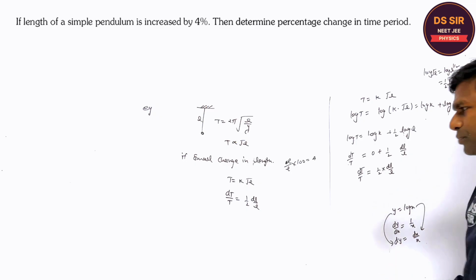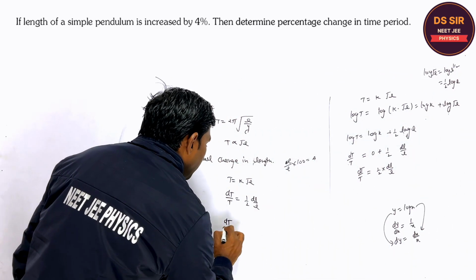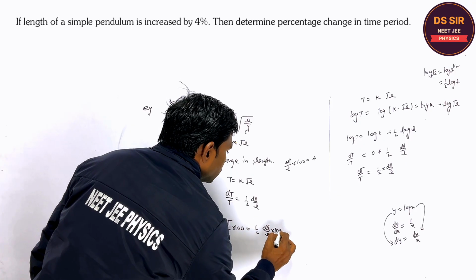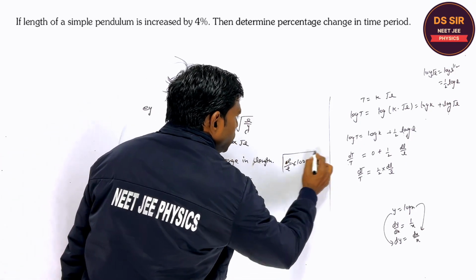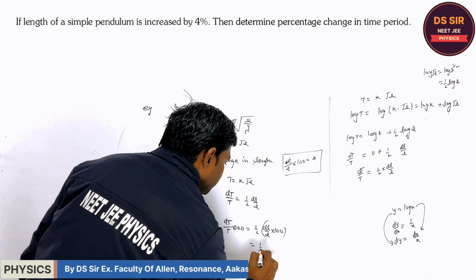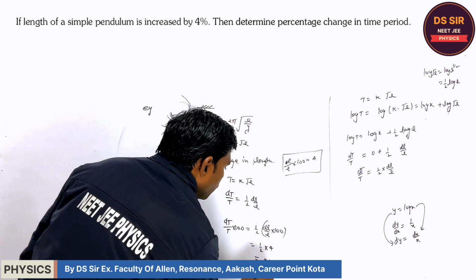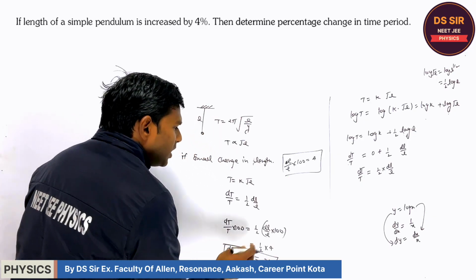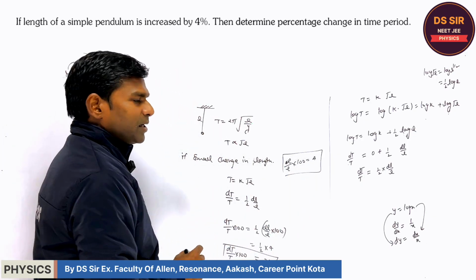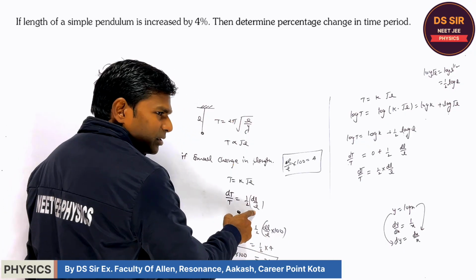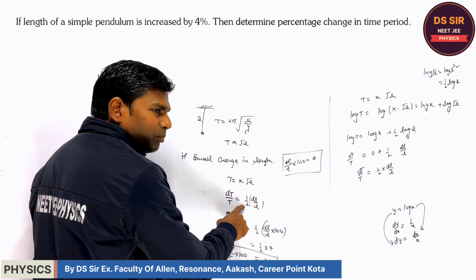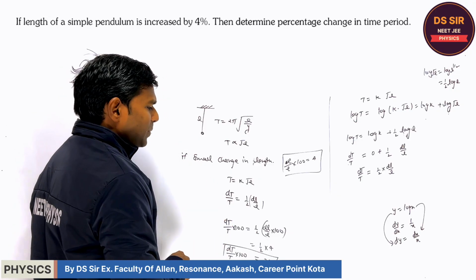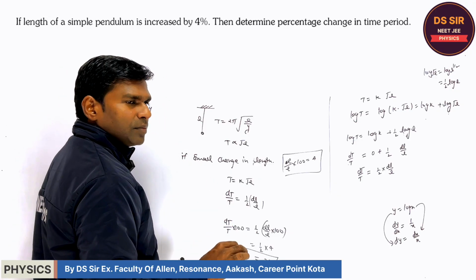Are you getting or not? So if you multiply by 100 on both sides, dL upon L into 100 is equal to 4%. So this is equal to what? 2%. So the percentage change in the time period is 2% if length is changed by 4%. The change in length dL upon L multiplied by 1 by 2, this is the relative change in the time period. You understand or not? Right.